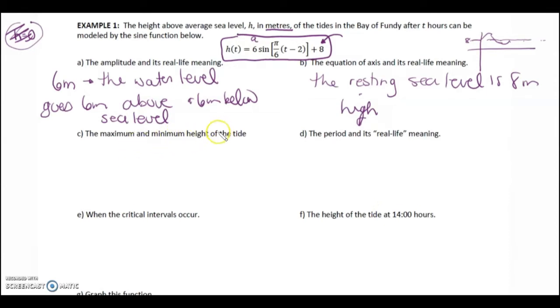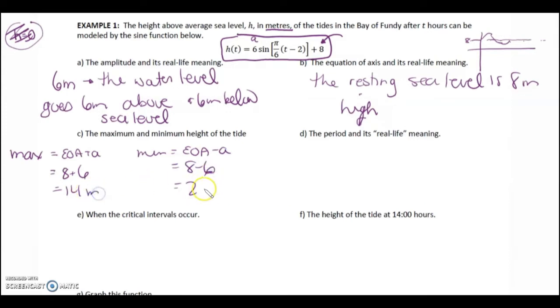The max and min height of the tide, okay? So max is going to be equation of axis plus the amplitude, which is 8 plus 6, which is 14. Min, same thing, but minus the amplitude, 8 minus 6, which is 2. Okay, so 14 meters and 2 meters.